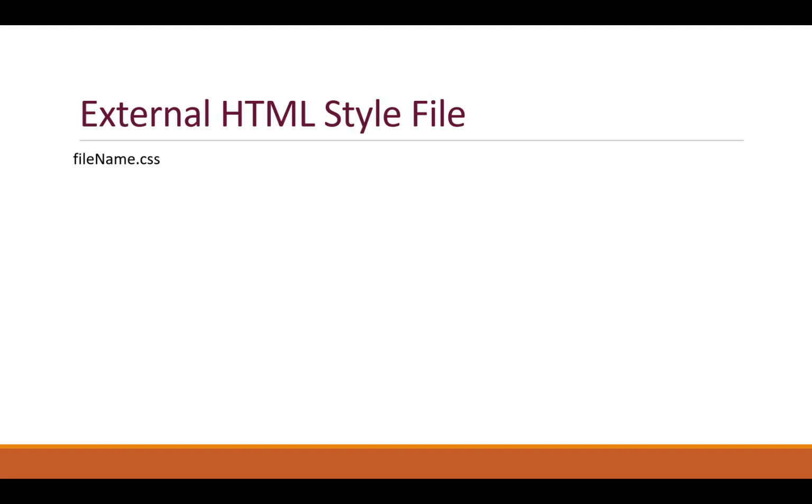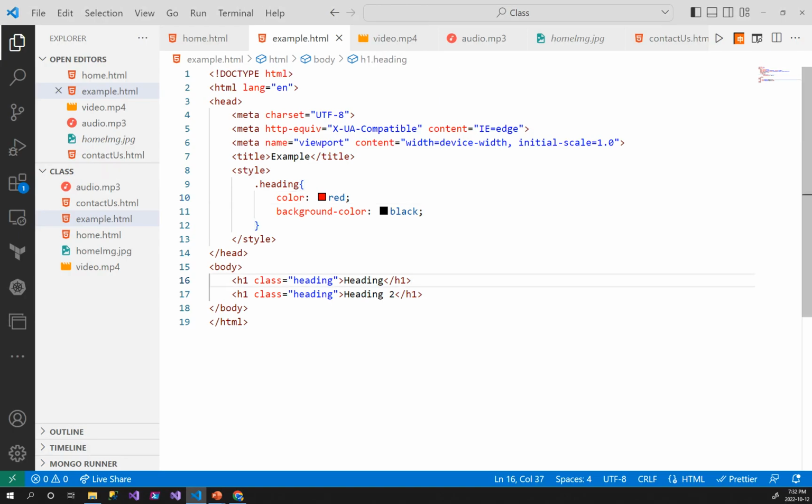Okay, so previously we went over how to use style tags in our head element to edit our HTML page's styles. Now we're going to look at how we can use external style files, like CSS files, to edit our HTML page. So let me go back into my VS Code, and this is the code that we have right now. What we're going to do now is create a CSS file.